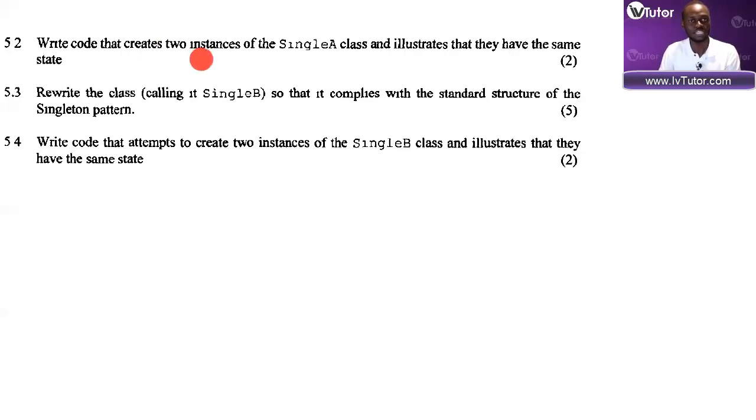Write code that creates two instances of SingleA. Oh, that's easy. I've got SingleA. I can call this one A1. Or you can do this on one line if you want, even. A1, comma, A2. I've got two instances, or on two lines, SingleA A1, SingleA A2, right? So I've got two instances. And show that they've got the same state.